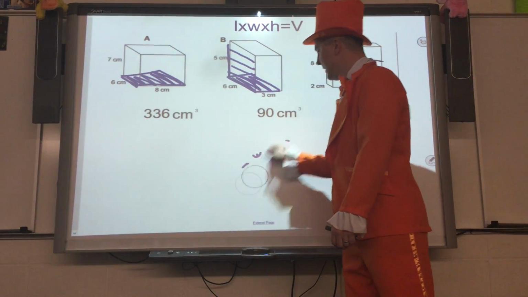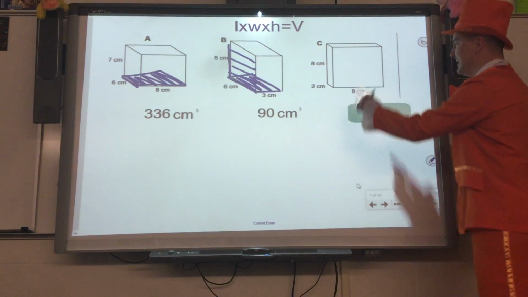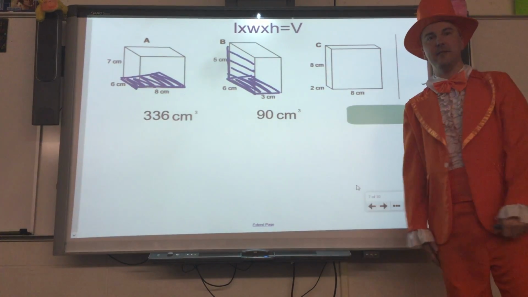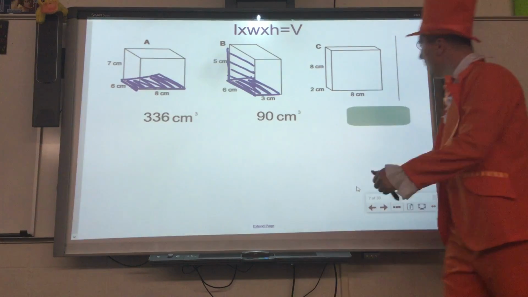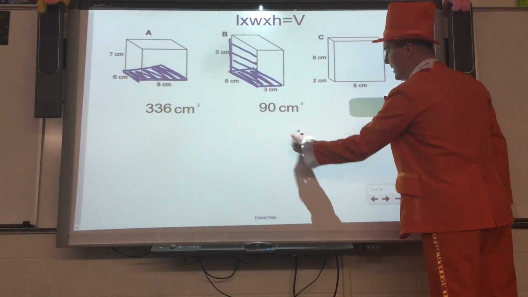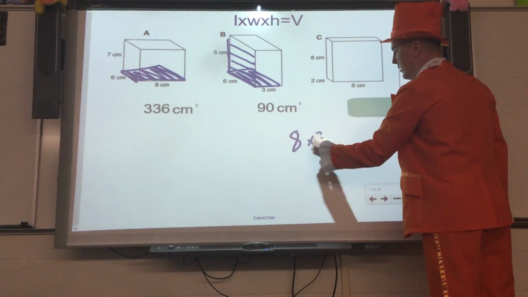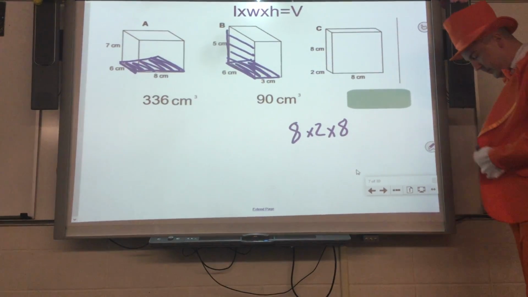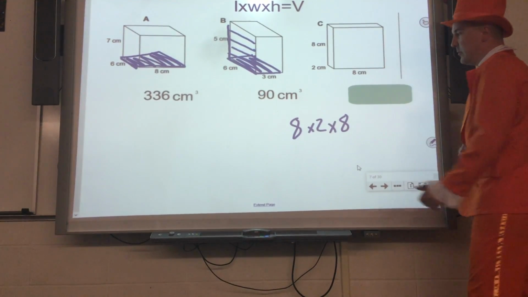And the last one for today. Length, width, and height. It's an 8 by 2 by 8. You guys, I'm going to give you 10 seconds to figure it out. Yes, you can use a calculator if you wish. If you don't want to use a calculator and you want to rely on your mental math, please do.